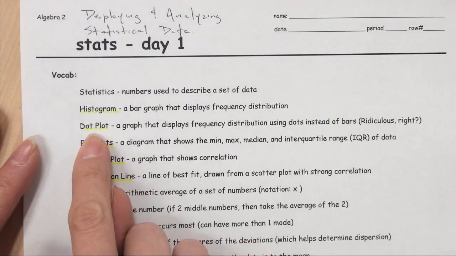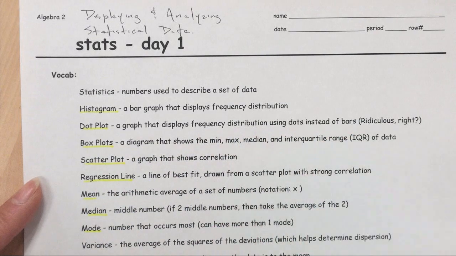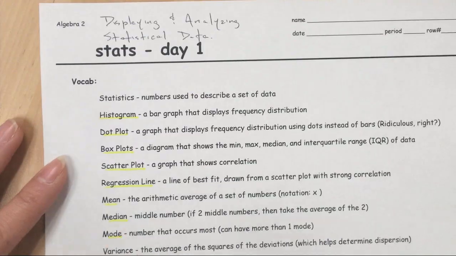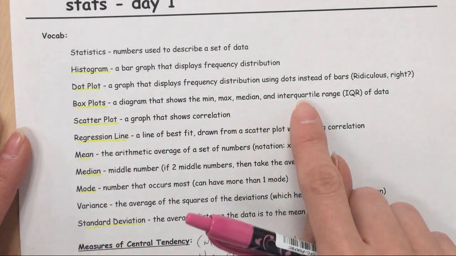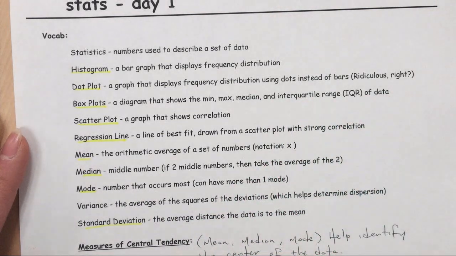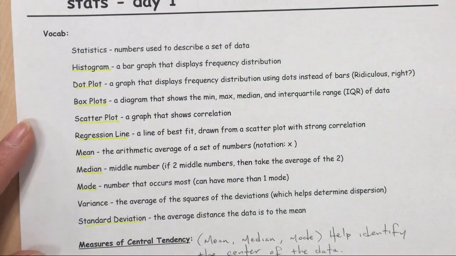A dot plot, you've seen before too, displays frequency distribution using dots instead of bars. It looks something like this. And then box plots, a diagram that shows the min, max, median, and interquartile range, IQR, of data. It's been a while since you've done that, and we're going to do one of those together.